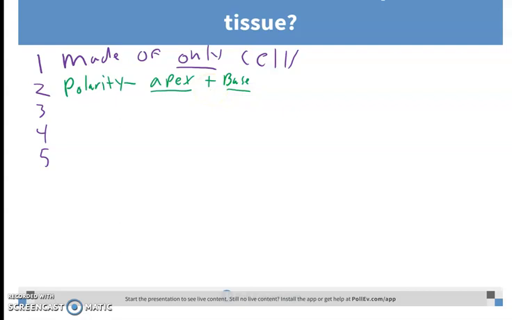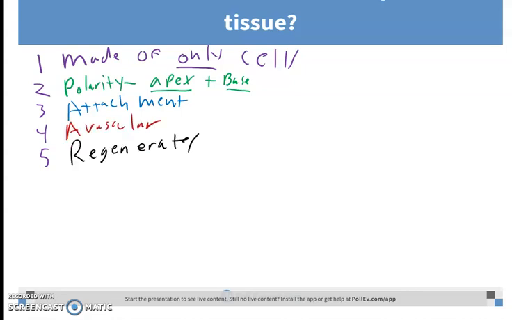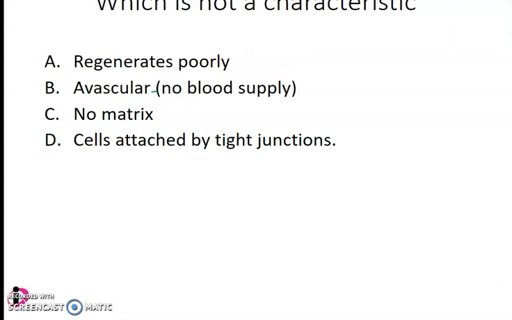Three, it's attachment. So the cells are all attached to each other. In connective tissue, the cells do not touch at all. They're generally not attached physically to each other. They'll be attached with hemidesmosomes to protein fibers, but generally not attached. What's the next one? I'll even do it in red. Avascular. And what's the last one? Regeneration. It regenerates.